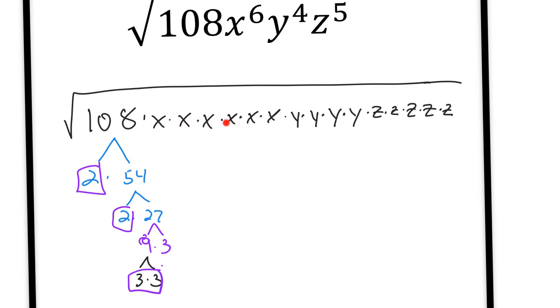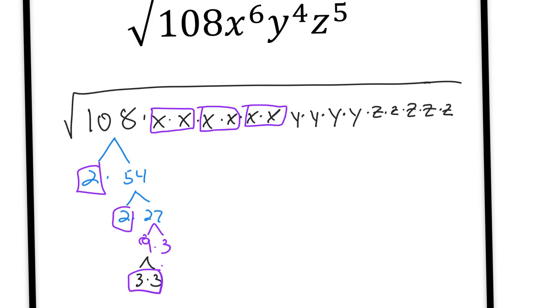But now let's look at the x's. For the x's, I have 6 x's. So I'm going to start making pairs. I can make a pair of x right here. That's 1 pair. Another pair here. That's 2. And another one here. That's 3 pairs of the x's. So those are going to go outside.